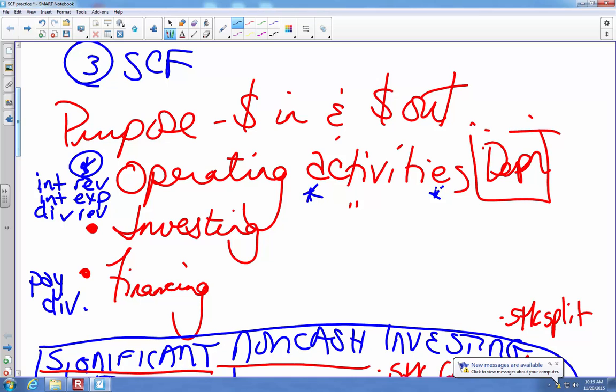Stock split was there. If I convert my stocks to bonds or my bonds to stock, but obviously not everybody has these. They're fairly rare. Okay.